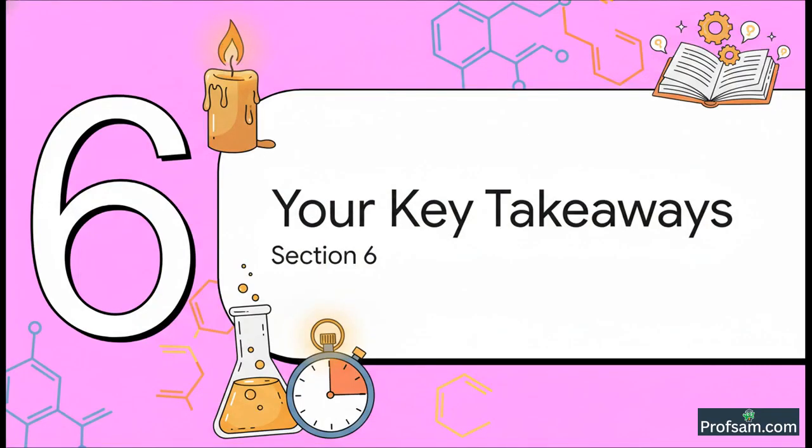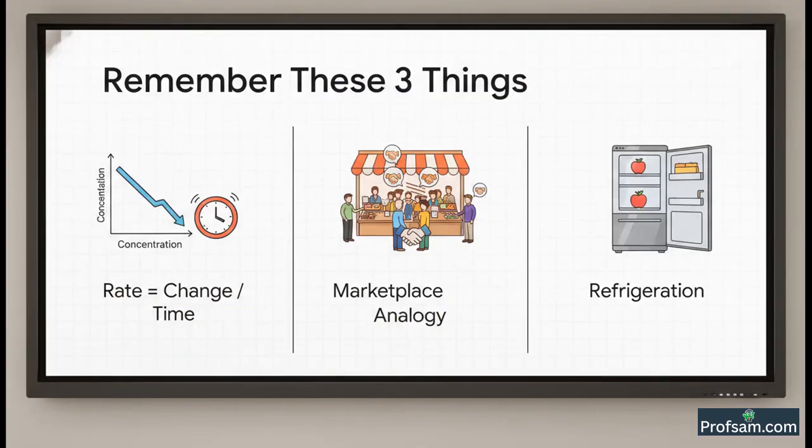Okay, we've covered a lot, so let's just quickly summarize the most important points that you absolutely must take away from this. Think of this as your cheat sheet for the exam. Here are the 3 things to remember. 1. The core idea. Rate is just the change in concentration per unit of time. Simple. 2. The mental image. Picture that busy marketplace. The rate is just the number of trades per minute. 3. The real-life example, your fridge. It works by slowing down the rate of spoilage reactions.